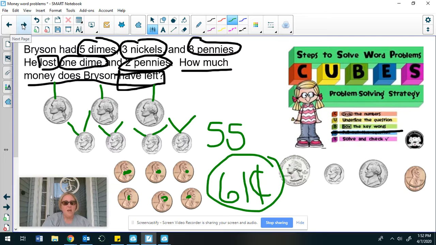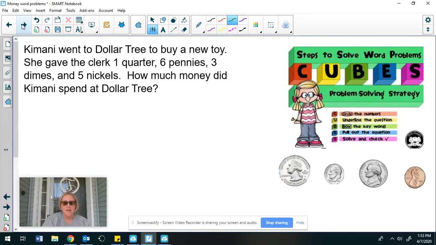Let's look at one more problem together, boys and girls, okay? This problem says, Kamani went to Dollar Tree to buy a new toy. She gave the clerk 1 quarter, 6 pennies, 3 dimes, and 5 nickels. How much money did Kamani spend at Dollar Tree?